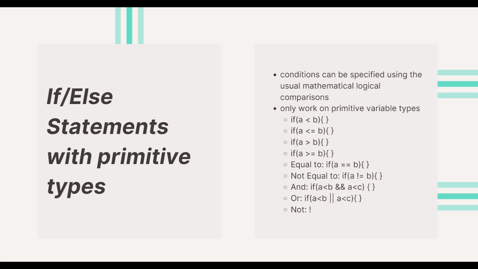The conditions that you're putting inside your if and else statements can be specified using the usual mathematical logical conditions, but these comparisons only work on primitive variable types. So you can do less than or equal to, greater than or equal to. If you want to say equal to, you'll have to use a double equal sign. Not equal to would be an exclamation mark and then an equal sign. Or you can also combine your conditions together with and or or, as shown over here. Or if you want to see if a condition is not true, you can add an exclamation mark before it.